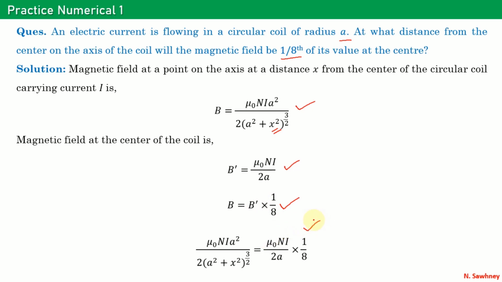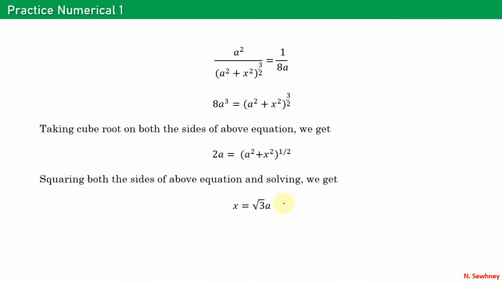So it can be rewritten in this way, that is I have written the magnetic field value from here and B dash value from here. Rearranging the equations, I have obtained this equation simply by cross multiplying and taking cube root of the above equation. We have obtained this, and squaring both the sides and calculating the value of x, I have obtained x is equal to under root 3a, that is at a distance of root 3a from the center the magnetic field intensity is 1/8 of the magnetic field at the center.